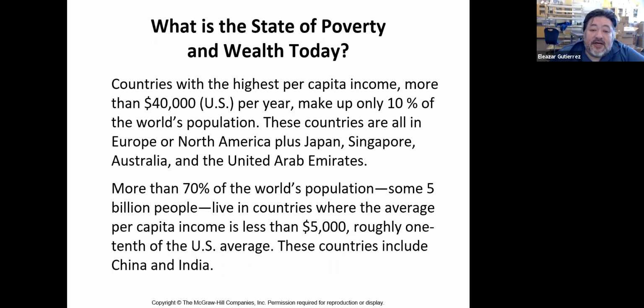Countries with the highest per capita income, more than $40,000 per year, make up only 10% of the world's population. These countries are all in Europe, North America, Japan, Singapore, Australia, and the United Arab Emirates. More than 70% of the world's population, 5 billion people out of 7.5, live in countries where the average per capita income is less than $5,000, roughly 1/10 of the US average. And these countries include China and India.